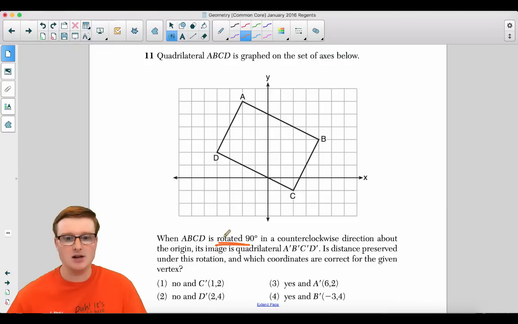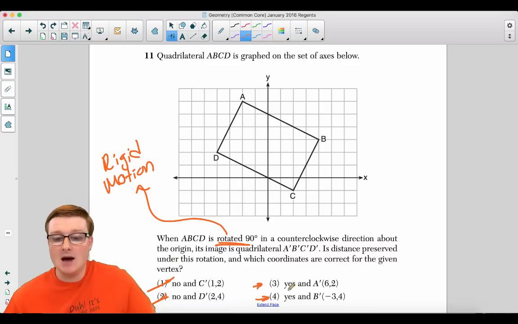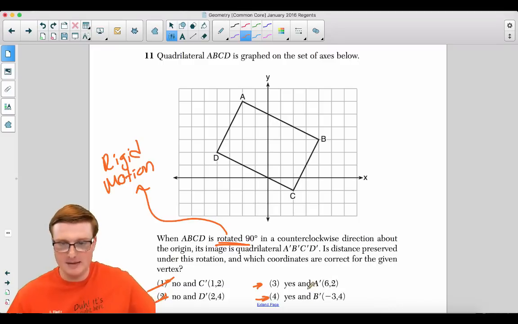And the answer is yes, because a rotation is a rigid motion. And a rigid motion, by definition, preserves distance and congruency. So choices 1 and 2 are out of here. It has to be either 3 or 4. Now we just have to look at the coordinates that we're talking about.